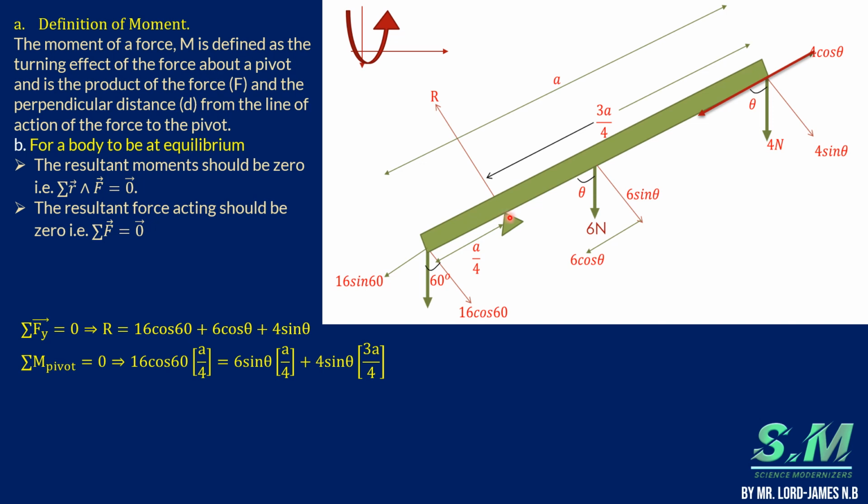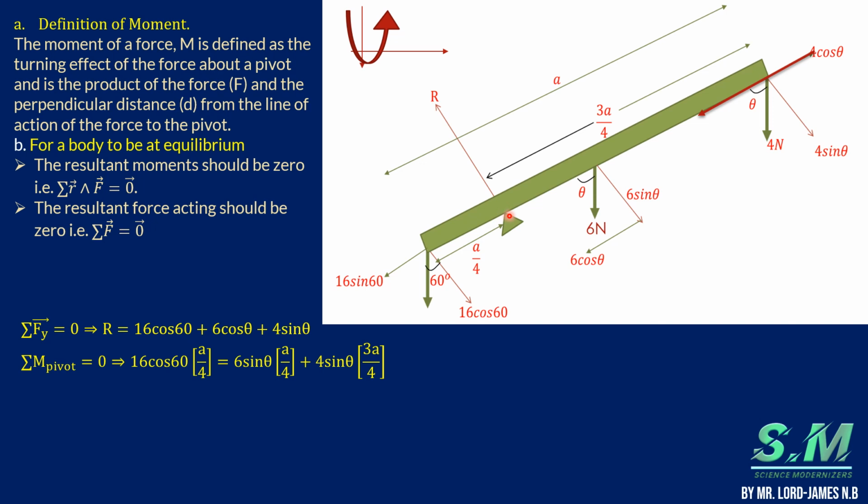So taking moments about this pivot, it definitely means the moment of R about the pivot will be 0, since there is no perpendicular distance which R has from this point, and the distance of R from the point of application of the force R is 0. So that moment will be 0.